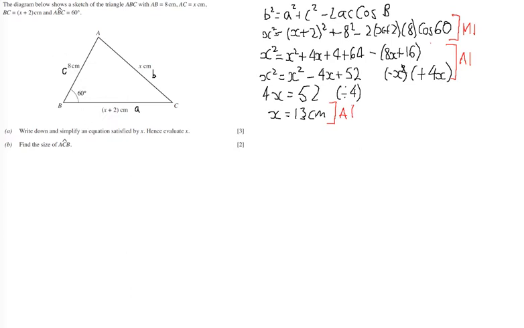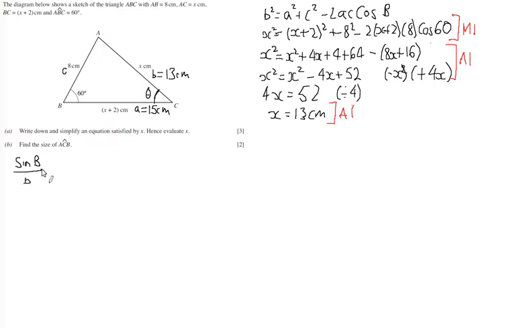Okay, so let's have a look at part B. It says find the size of angle ACB. Well, what I know at this point is that b equals 13 centimeters and a equals x plus 2, which is 15 centimeters. I want to find out this angle here, ACB. Now I actually have an angle side pairing, so I can use the sine rule to solve this. I'm looking to find an angle, so the version I'm going to use is sine B over b.